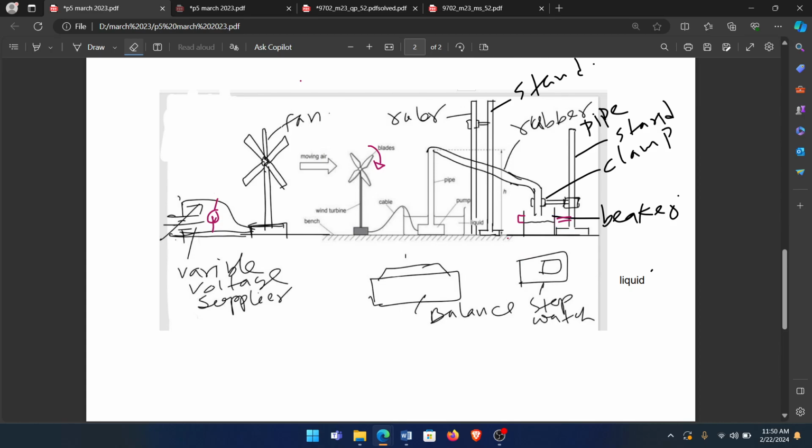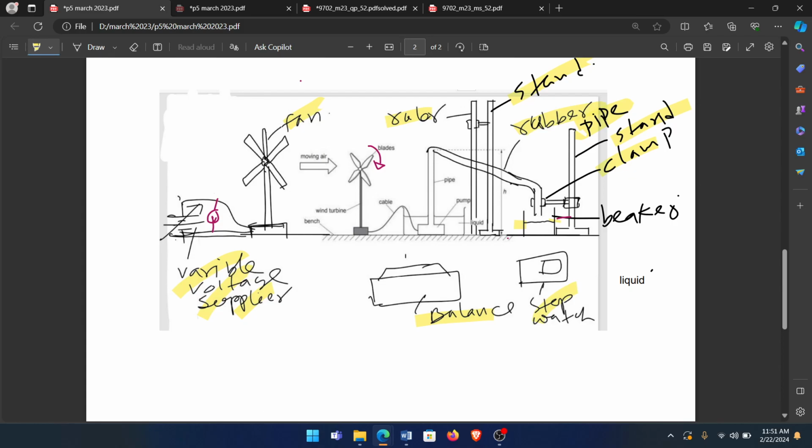Now, look, these new apparatus are labeled properly. This is rubber pipe. This is rubber pipe. Stand, clamp. You can add another clamp as I told here. Ruler, fan, variable resistor, balance, and stopwatch. These are right. Hope you understood.